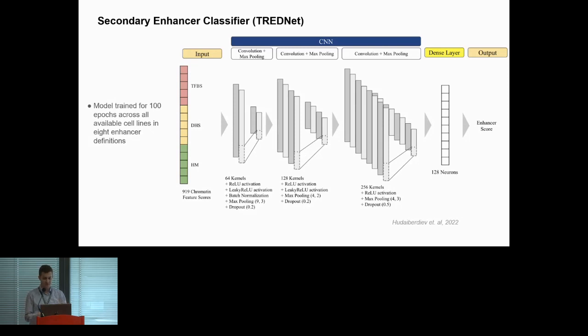And so this architecture, this TreadNet architecture, was made by a member of our laboratory and is similar to the DeepSEA picture that I showed earlier, more of a traditional three-step CNN with this dense layer leading to one enhancer score. And so we trained this two-stage model across all available cell lines that we had in the data set for 100 training iterations across different enhancer definitions based on overlapping histone marks, et cetera. More details of that are in the manuscript, but to get this one enhancer score.